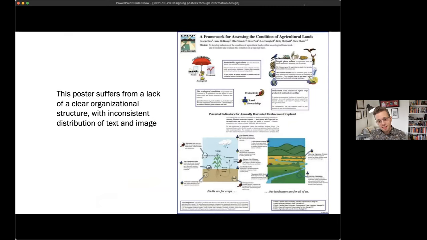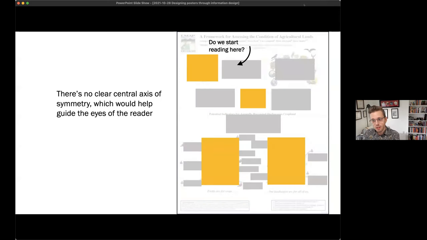In contrast, this example doesn't use a very clear organizational structure. There's inconsistent distribution of text and figures. So again, if I were to draw rectangles around all of these chunks of content, it's not immediately clear where we start reading in the poster, unless you assume left to right, top to bottom. And at the same time, there's no central axis of symmetry that's very clear, which makes it hard to know the order in which we should be reading the chunks of content in the poster.